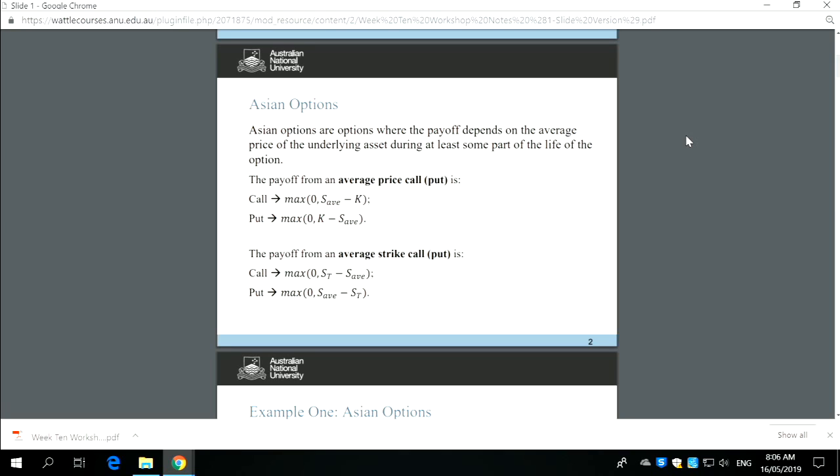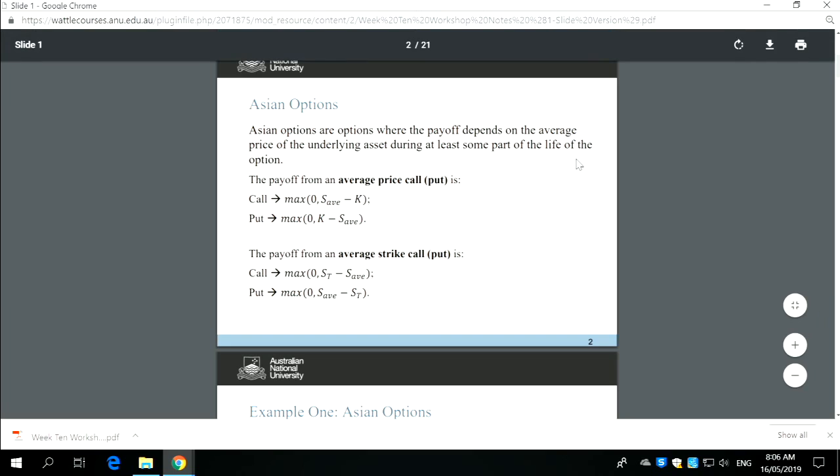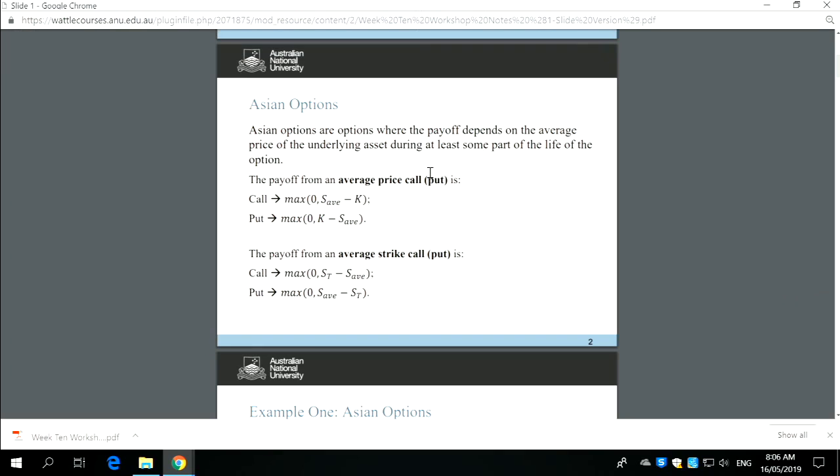All right, good morning, everyone. So today is the continuation of Monday's exotic option. The first option we're going to look at is our Asian options. Basically, there are two types of Asian option. The first one is called the Asian average price option, right?